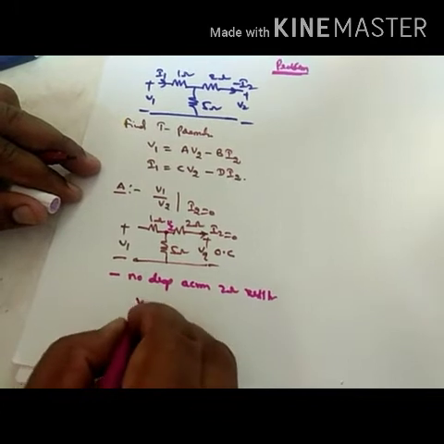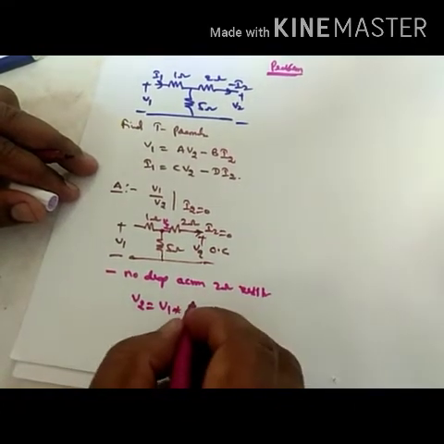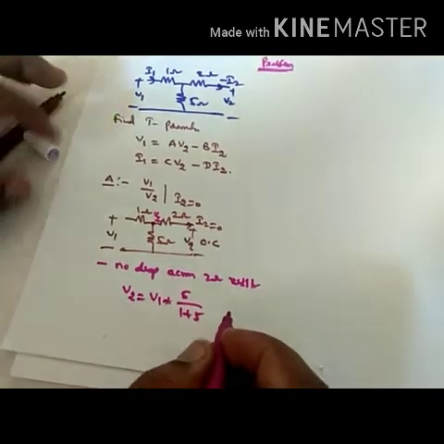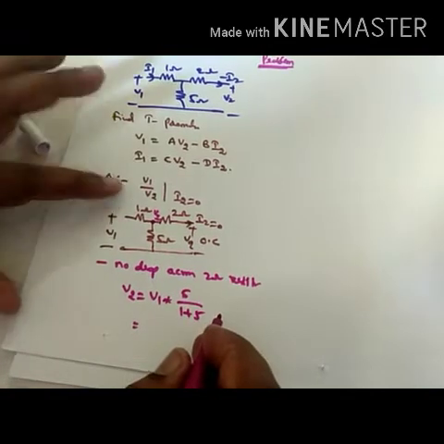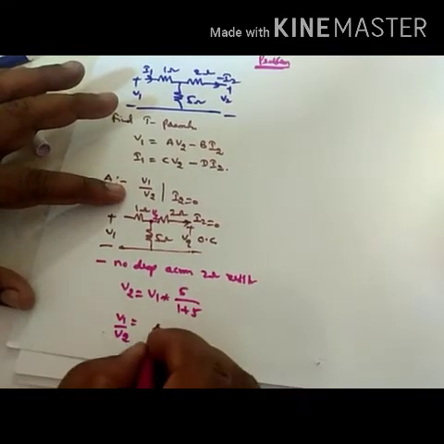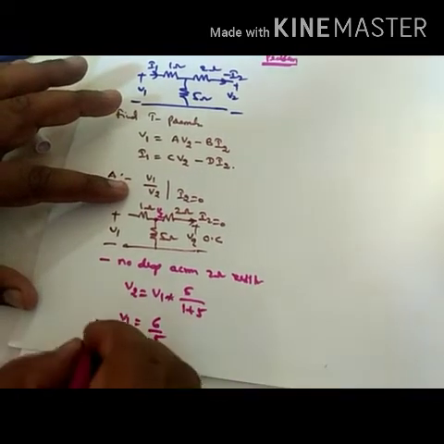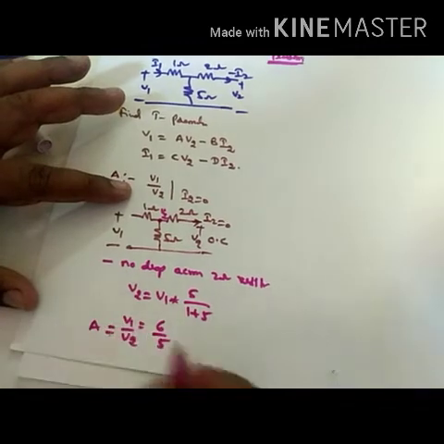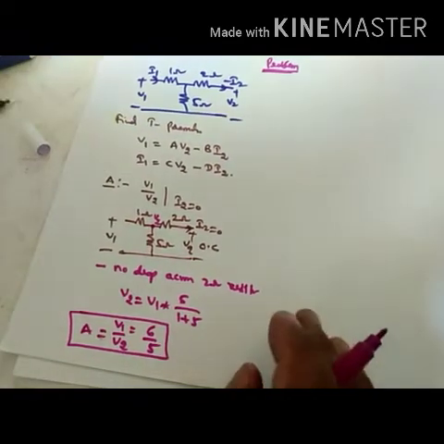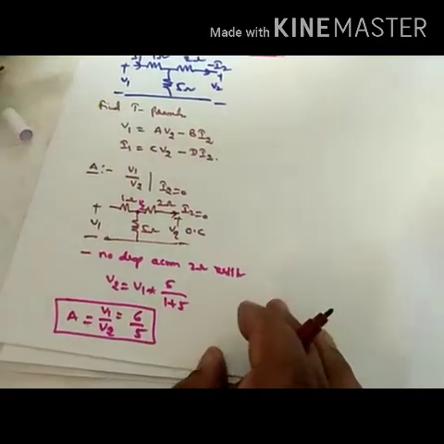Then apply the voltage divider: V2 is equal to V1 into 5 by 1 plus 5. We require V1 by V2, so V1 by V2 is equal to 6 by 5, which is equal to A. So A is equal to 6 by 5. There are no units here; that is a gain, the reverse open circuit voltage gain.